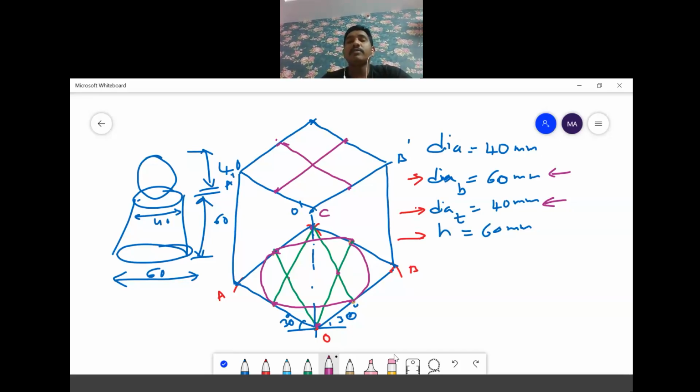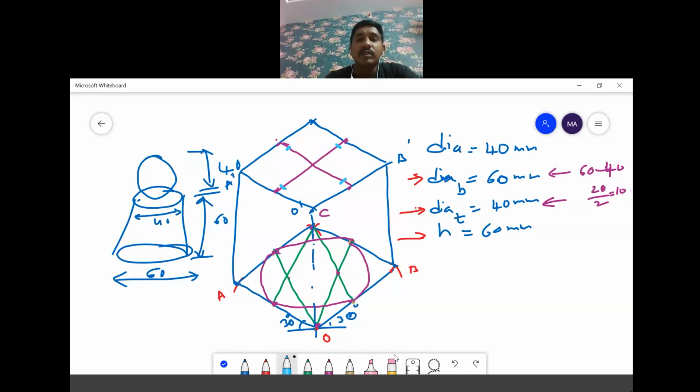So how will you reduce it? What I will do is 60 minus 40. How much is it? It is 20 mm. Then 20 divided by 2, it is 10 mm. So each side I am reducing by 10 mm. From here I am reducing 10 mm. I will mark one point here, one point here, and one point here.